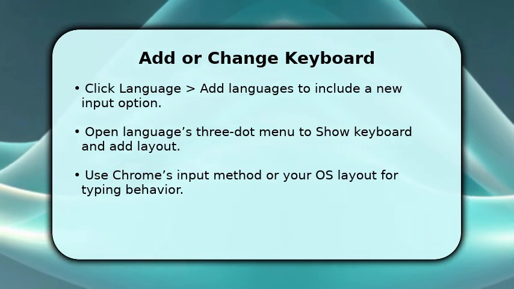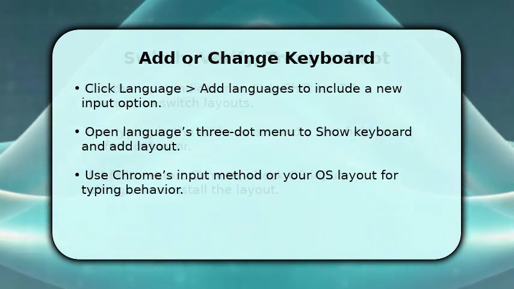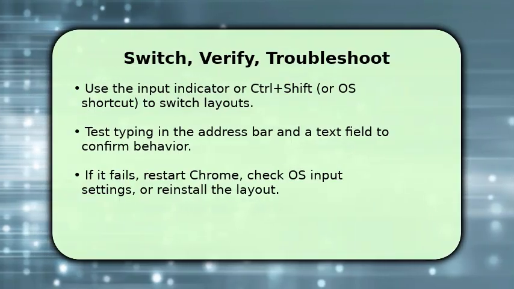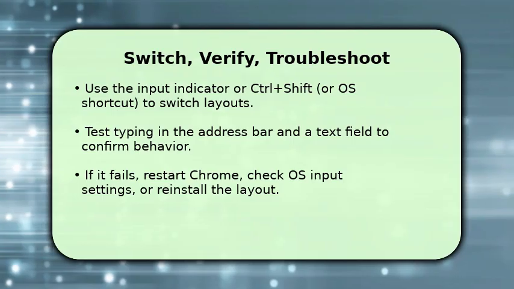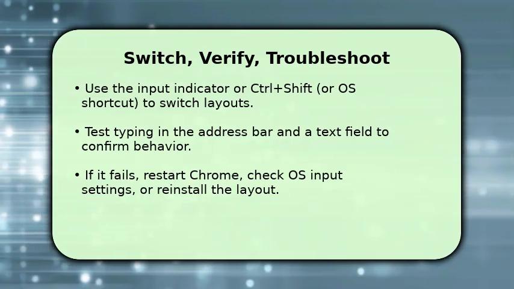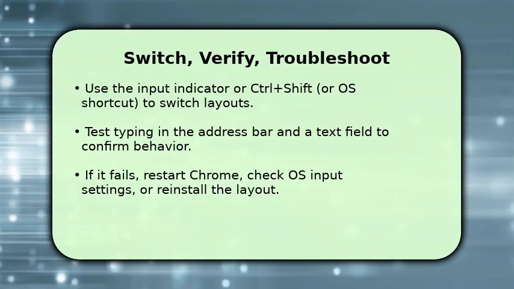Now switch between keyboards using the input indicator in the taskbar or the OS shortcut like Ctrl+Shift. Chrome will follow the active system input. Test in the address bar and a web page text field to verify characters and shortcuts behave as expected.